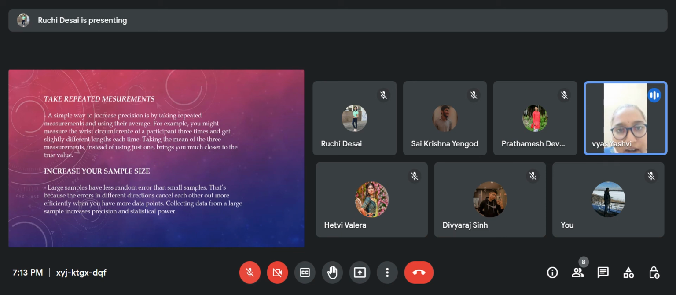Increase your sample size. Large samples have less random error than small samples. That's because errors in different directions cancel each other out more effectively. When you have more data points, collecting data from a large sample increases precision and statistical power.